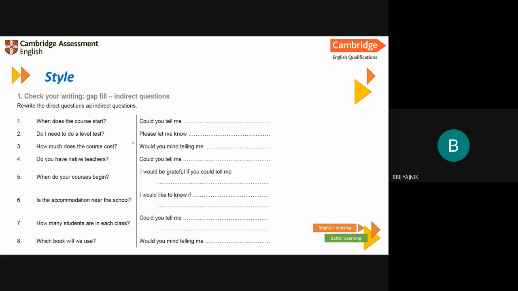Okay, let's try this third one. How much does the course cost? Would you mind telling me what? Can you complete that? Would you mind telling me? Let's see what you write. Give me something that doesn't end with a question mark. And we are doing the third one, please.